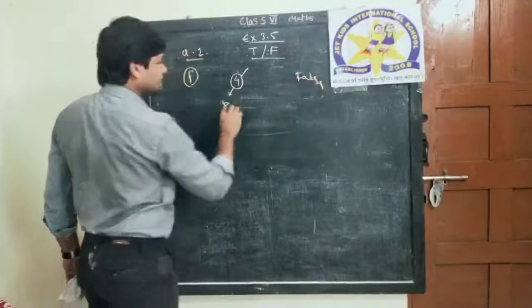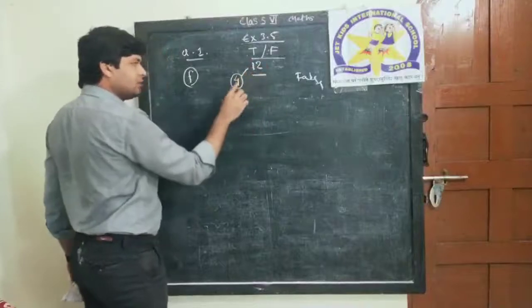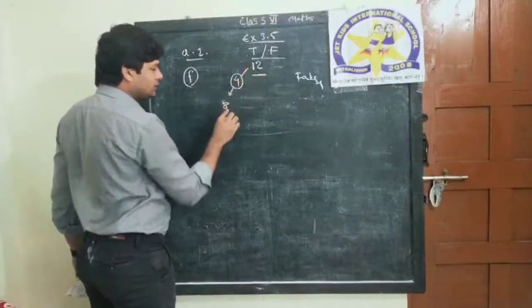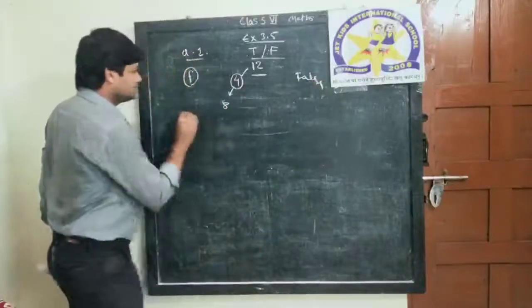Why? Because 8 is not a factor of 4. If I am taking 12, 12 is divisible by 4, but it cannot be divisible by 8. That's why the statement is false. Clear? Next thing, G.